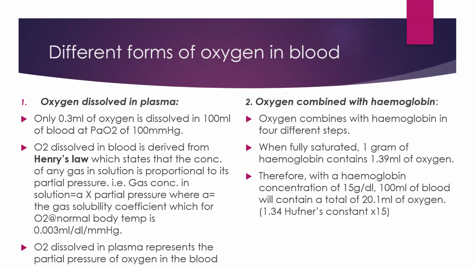We do know that hemoglobin enhances the oxygen carrying capacity of blood by almost 30 to 100 folds. Oxygen combines with hemoglobin in 4 different steps. We're going to see that as we go on. When hemoglobin is fully saturated with oxygen, 1 gram of hemoglobin will contain about 1.39 ml of oxygen. So if you look at an average hemoglobin concentration of 15 grams per dL, 100 ml of blood will contain about 20.1 ml of oxygen.